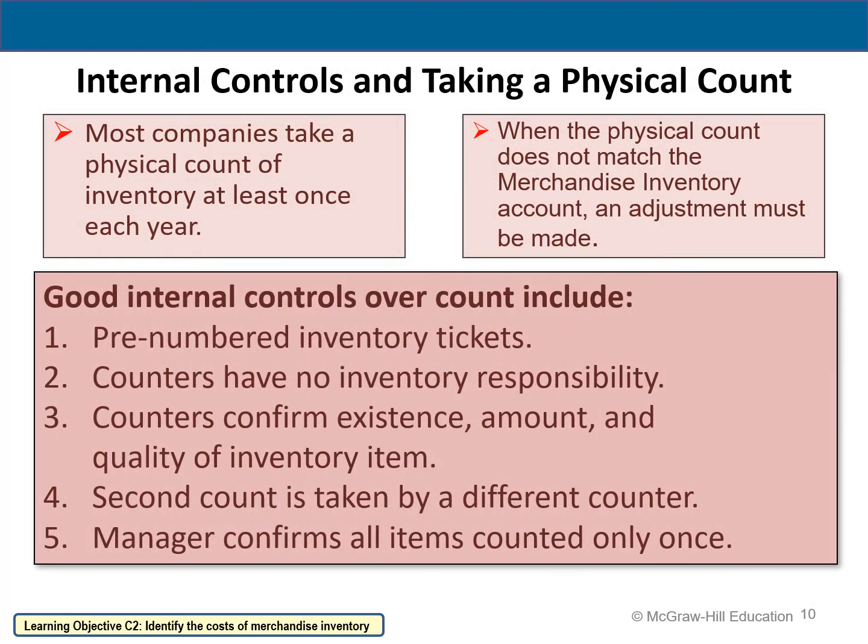All right, so some internal controls and physical counts of inventory. Most companies take a physical count of inventory at least once a year. When the physical count does not match the merchandise inventory account, an adjustment must be made. Typical controls over inventory counts include the following: pre-numbered tickets, the counters have no inventory responsibilities, the counters confirm the existence, the amount, and the quality of the inventory item, and a second count is taken by a different counter, and then the manager typically confirms all the items counted only once.